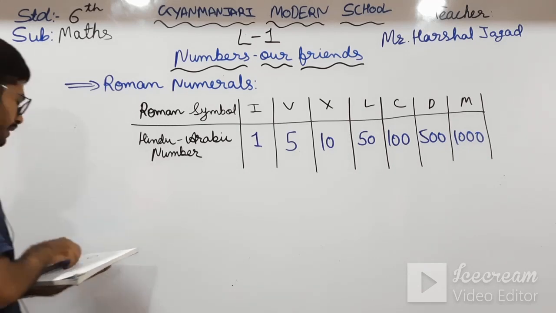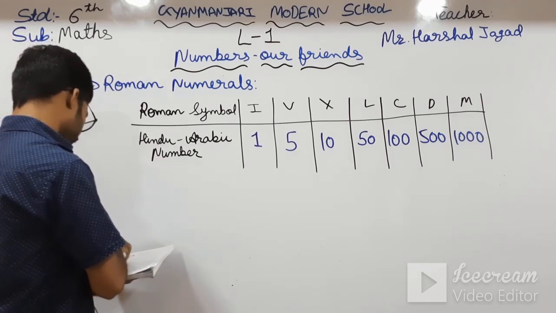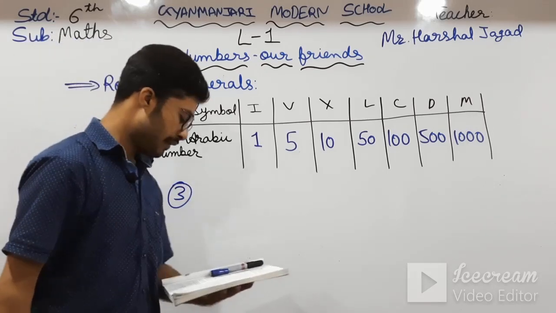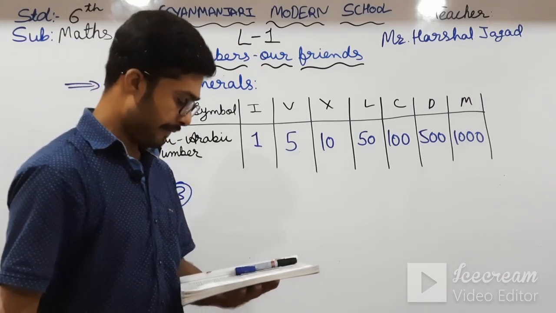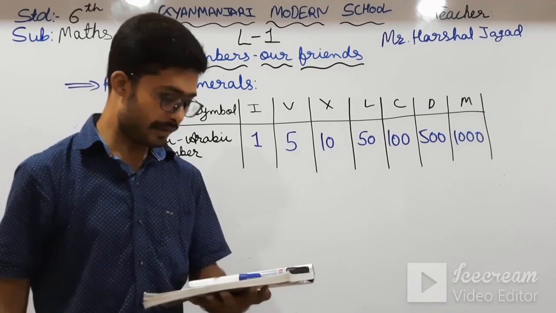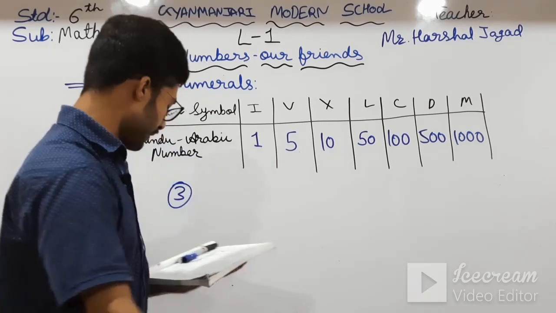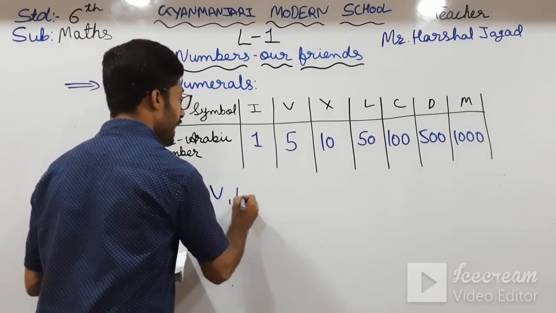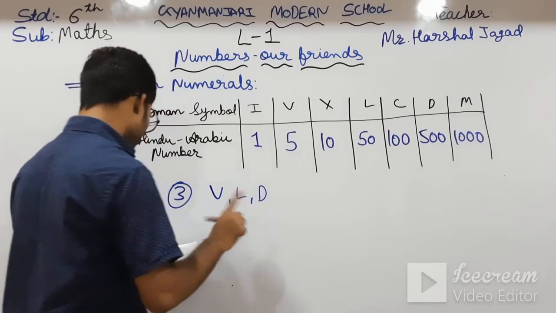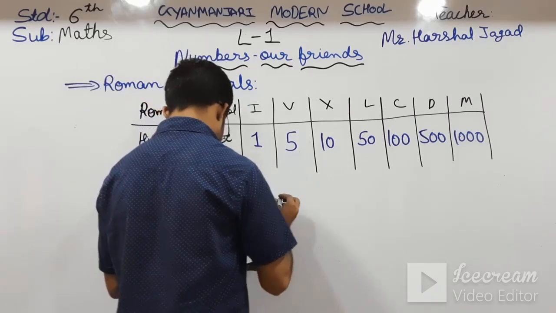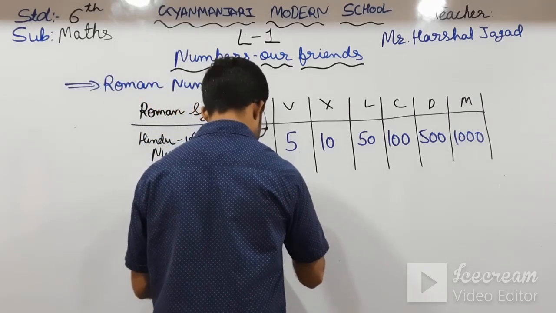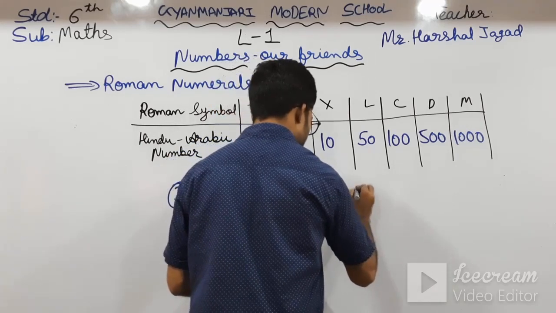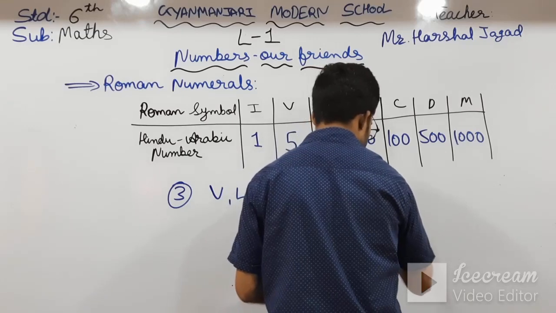Rule number 3. The symbols V, L, D can never be repeated in Roman numerals. Means the symbols V, L and D cannot be repeated, never be repeated.